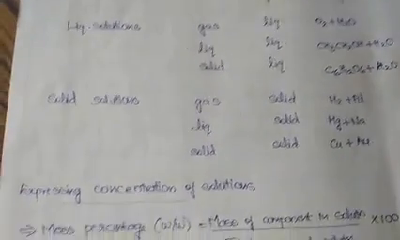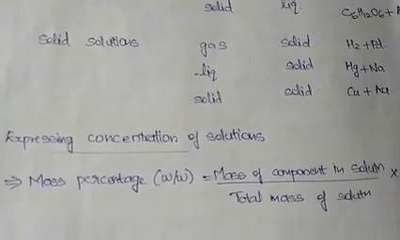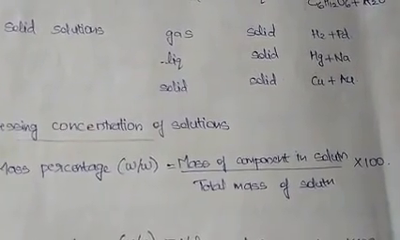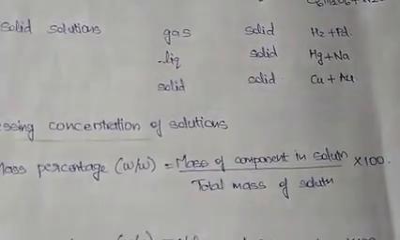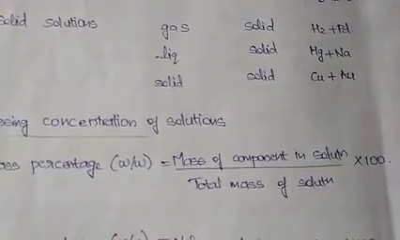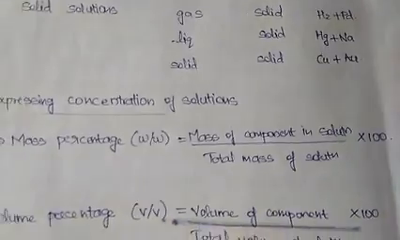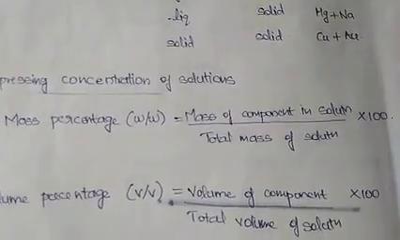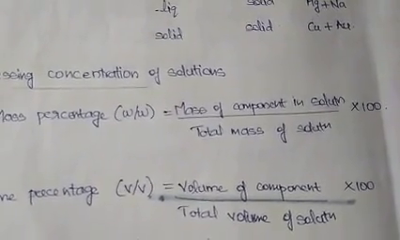Next we can understand how the concentration of a solution can be expressed. The first one is the mass percentage, based on the mass of component in solution to the total mass of solution into 100. Here we are expressing the mass of the component in percentage. So we multiply the mass of component to the total mass of solution into 100. And another term is the volume percentage, same as the mass percentage: volume of component to the total volume of solution into 100.